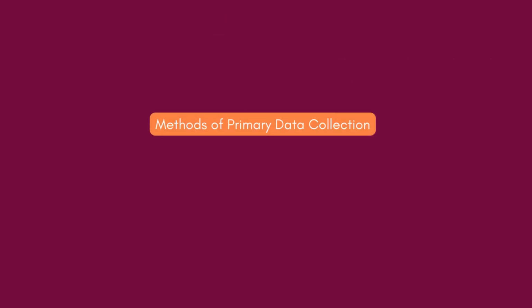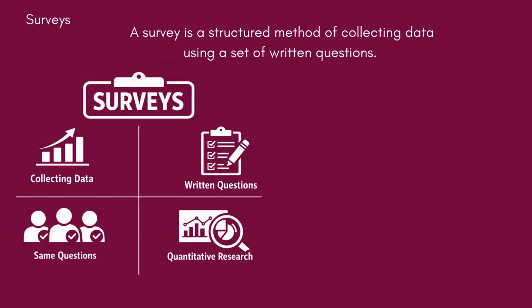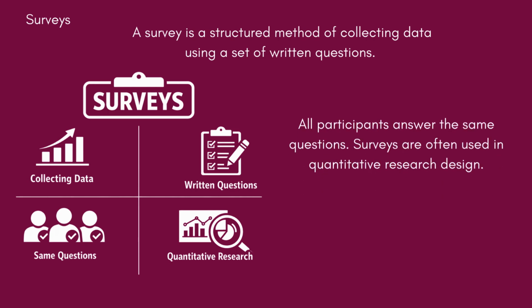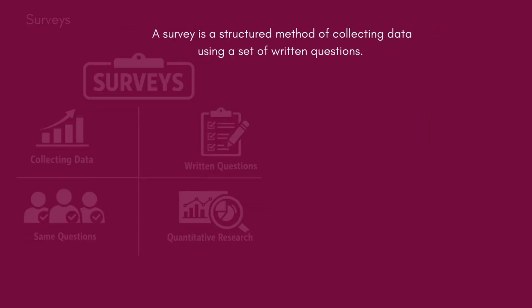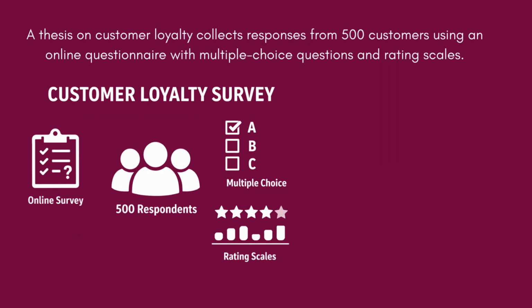Methods of primary data collection. Surveys. A survey is a structured method of collecting data using a set of written questions. All participants answer the same questions. Surveys are often used in quantitative research design. A thesis on customer loyalty collects responses from 500 customers using an online questionnaire with multiple choice questions and rating scales.